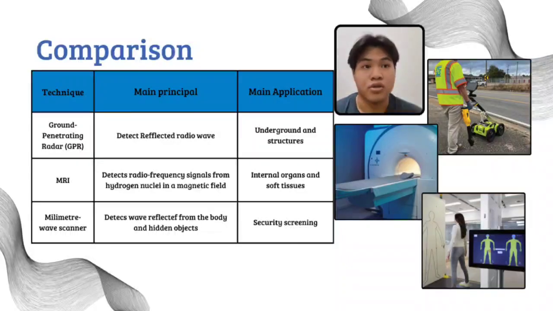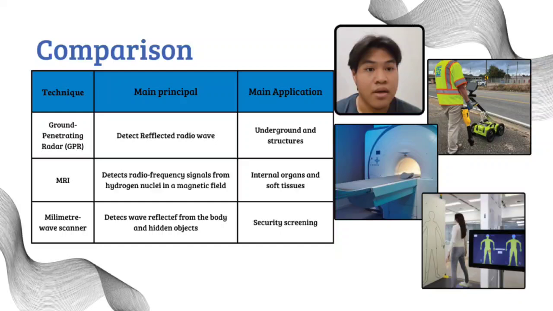Now we will compare the three radio wave-based imaging techniques. The first technique is ground penetrating radar. It is used to detect radio waves reflected from objects below the ground. It is mainly used to locate underground pipes, cables, and structures. The second technique is MRI. It is used to detect radio frequency signals from hydrogen nuclei inside a strong magnetic field. It is mainly used to produce detailed images of internal organs and soft tissue.